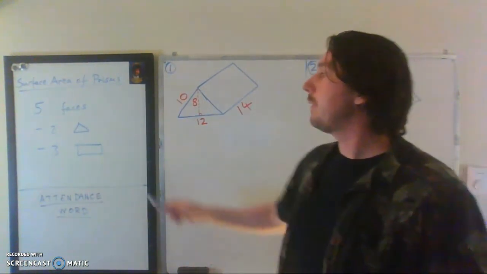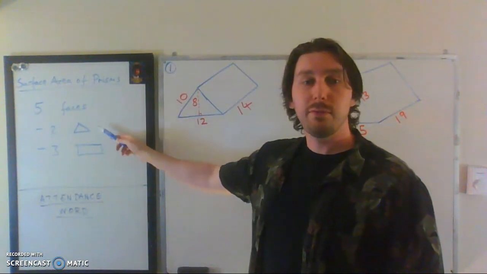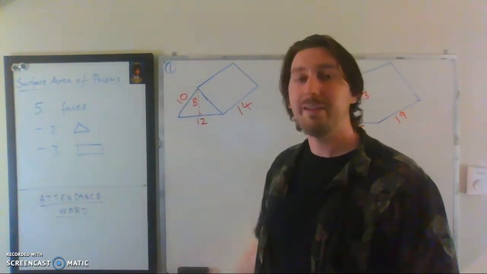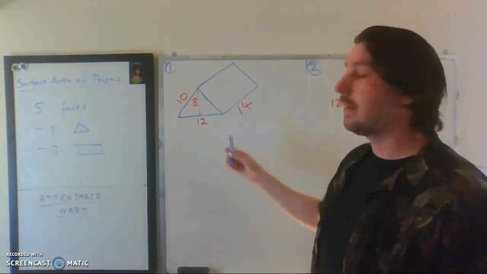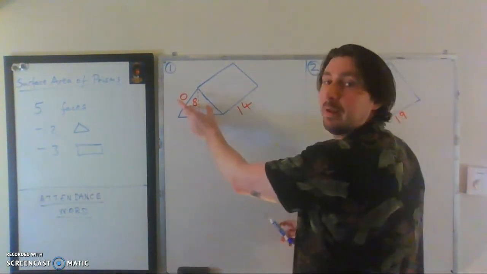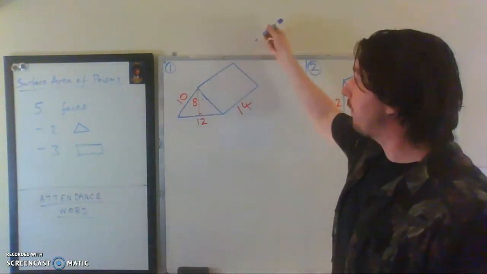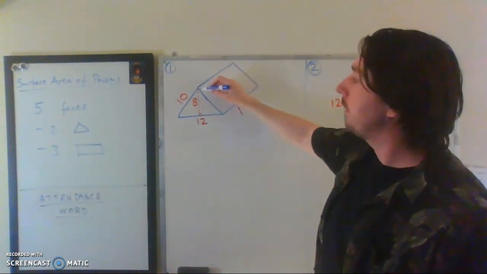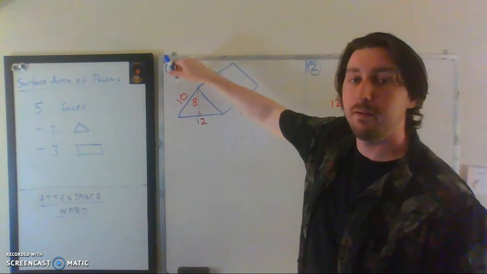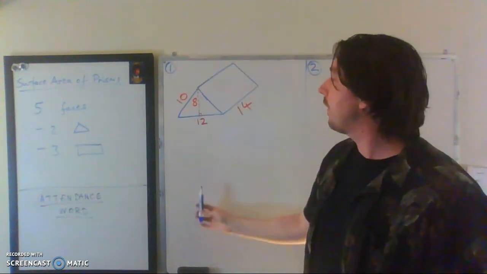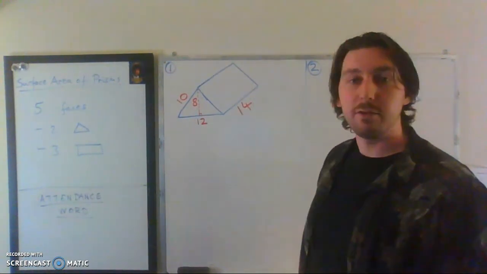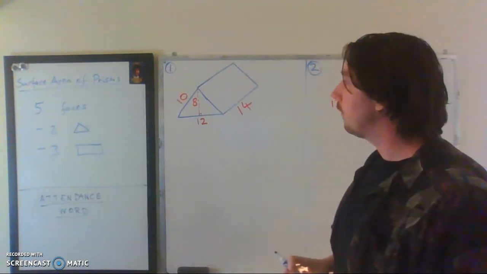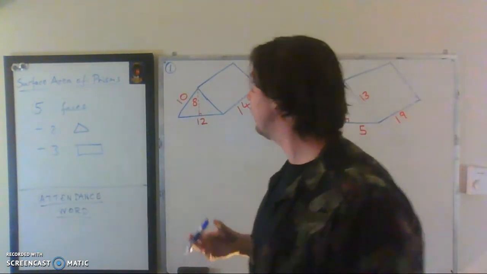For these, there's going to be 5 faces on each of them. 2 of them will be triangles, and 3 of them will be rectangles. If we look at number 1 here, you can see there'll be a triangle in the front, and then there'll be the same triangle on the back, which we can't see. There's a rectangle on top here. There will be another rectangle over there, and then finally there'll be a rectangle underneath that we can't see. So let's go through this, see how we get on.